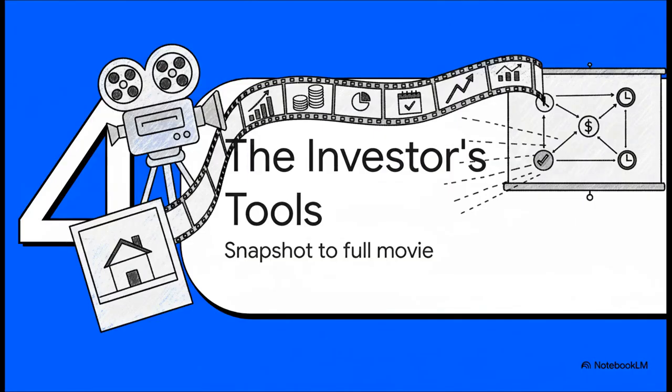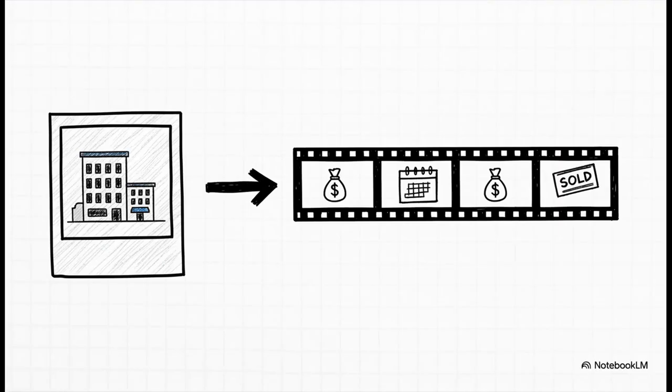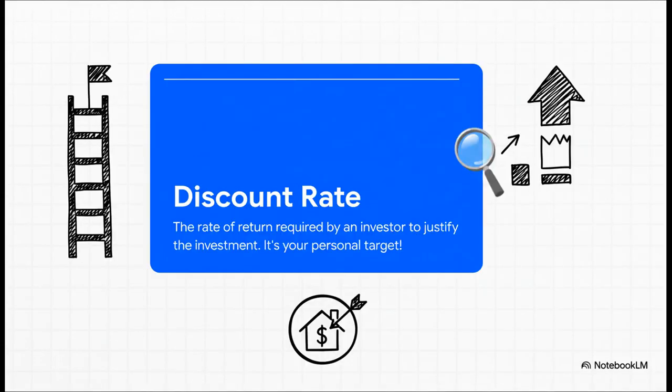Okay, so we've mastered the snapshot. But professional investors, they don't just look at a single photo. They want to see the entire film, from beginning to end. So let's look at the pro tools. So just remember, a cap rate only tells you about 1 year. To understand the entire life of an investment, all the yearly profits plus the final sale, you need more advanced tools. The first pro tool is the discount rate. Now, this one is personal. This is not the market average. This is the return you need to make it worth your time and risk. For a safe investment, you might want a 6% return. For a risky one, you might demand 10%. It is your goal line.